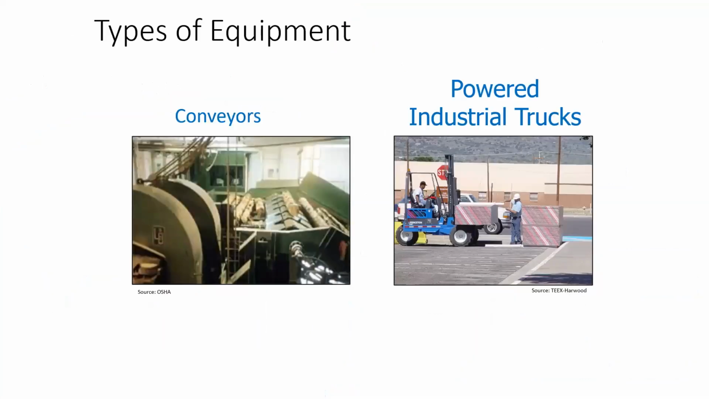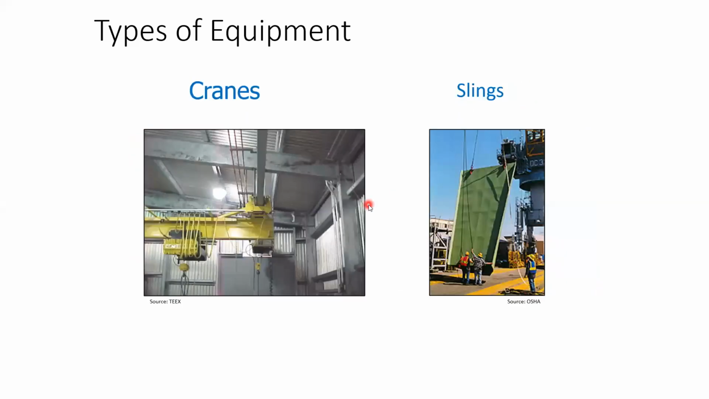We will take the types of equipment used for handling. We use conveyors, powered industrial trucks and forklifts. We use cranes and slings. So we will take a quick view of safety in cranes and slings. Okay.